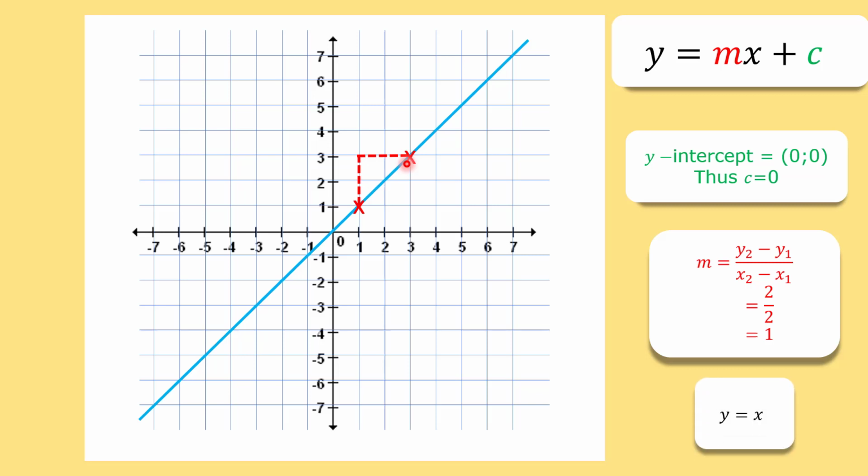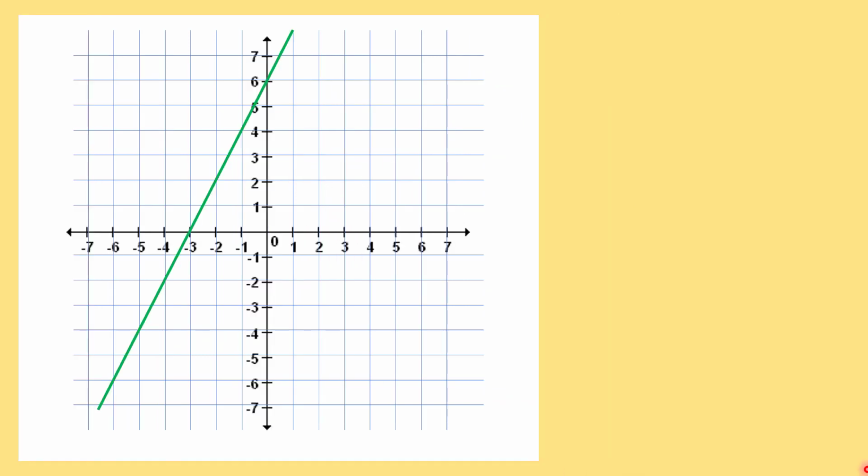We've got our formula. Y is 1x plus 0, but we don't have to write the 0 and we don't have to write the 1. So y is x, which means when x is 1, y is 1. When x is 2, y is 2. How cool is that?